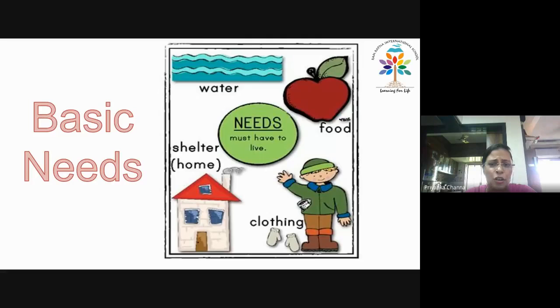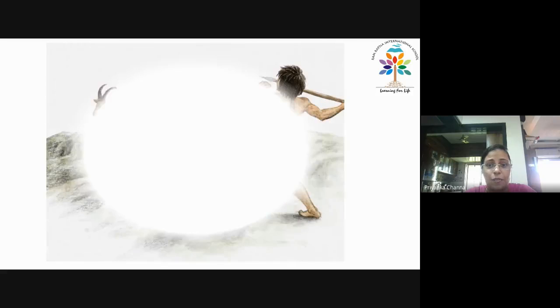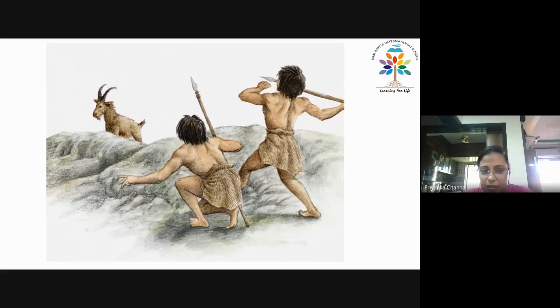They did not have proper food to eat. How did they survive on food? They were hunting animals. They used to hunt animals. They used to kill them to fulfill their hunger. So then they were killing the animals. They were living in the caves.